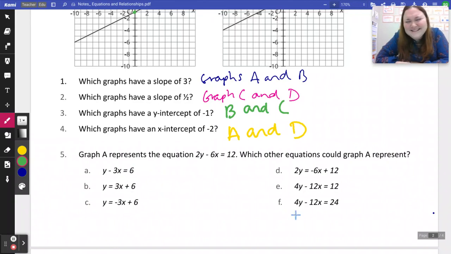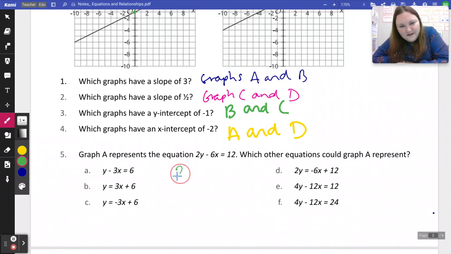So our goal for this right here is, I could grab my graph paper and graph every single one of these lines to see if it matches up with that graph A. But we can use the knowledge we have about equivalent equations to see what move would I have to do to this equation to get this first one here. And then once we figure that out, we can decide, am I allowed to do that or not?